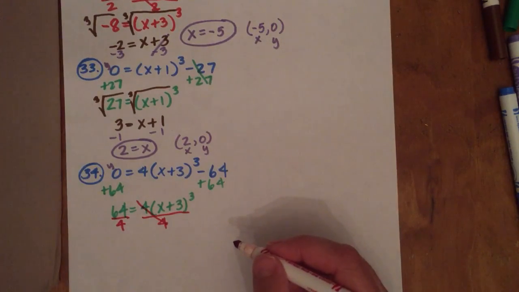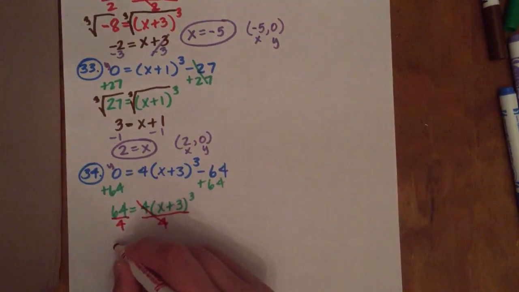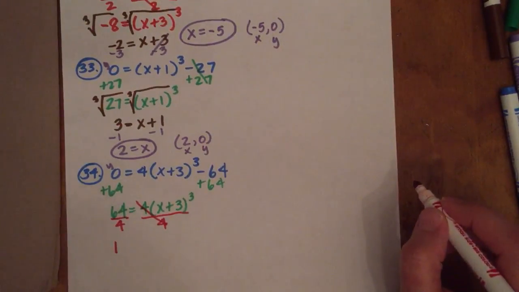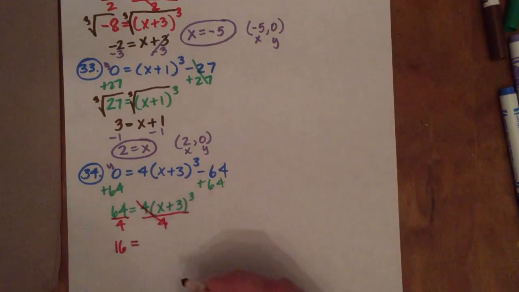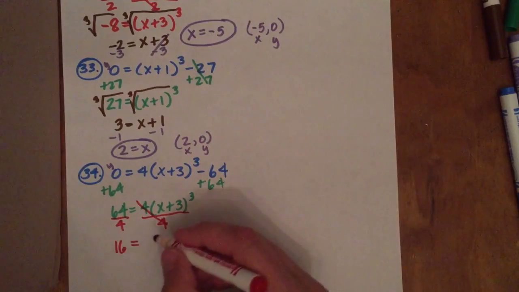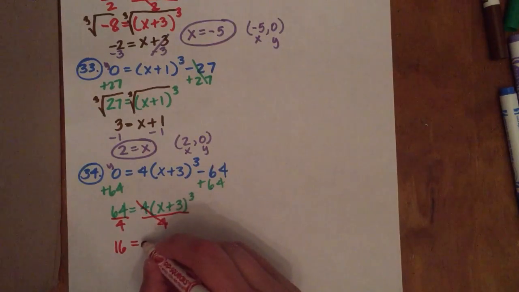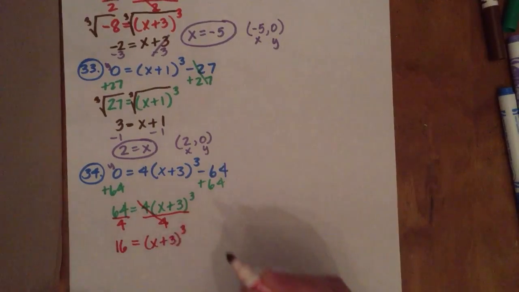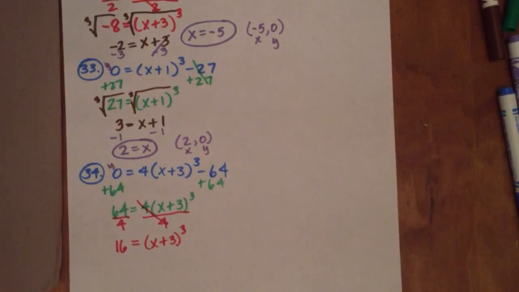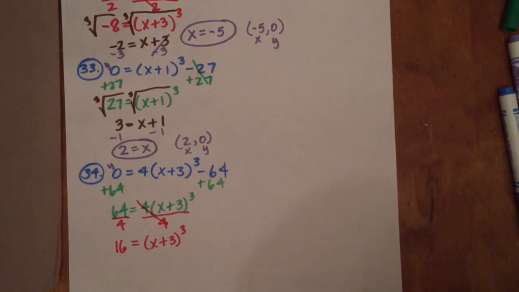And what's 64 divided by 4? That would be 16. So we get 16 on this side, and then we get x plus 3 on this side. But 16 is not a perfect cube. It's not a perfect cube. So how do we deal with this?